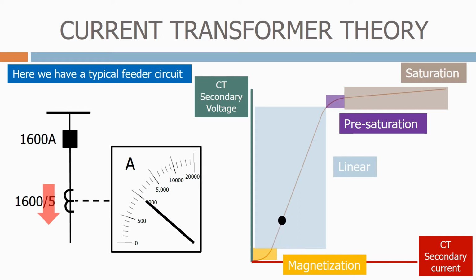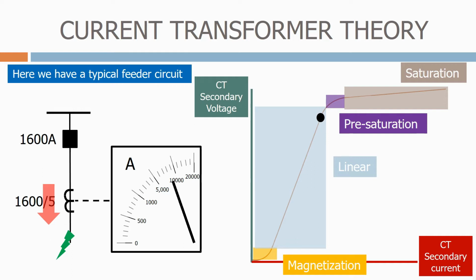As we can see, as the current increases, so does the voltage. Because the primary current is well below the 1600 amp capacity of the CT, the current transformer operates at the bottom end of the linear phase. Let's now apply a high resistance fault to the feeder. The primary current now increases substantially, but as it's a high resistance fault, the current is limited, and we therefore still operate in the linear zone.